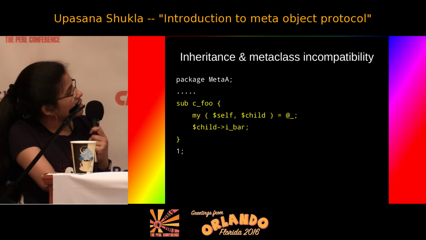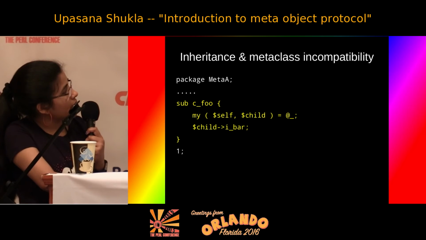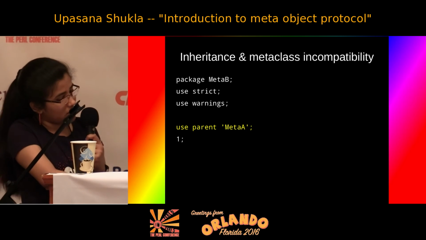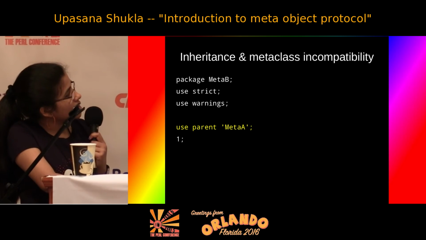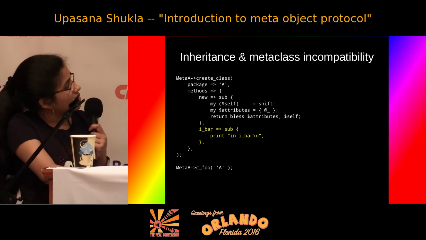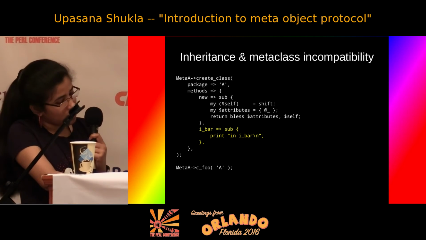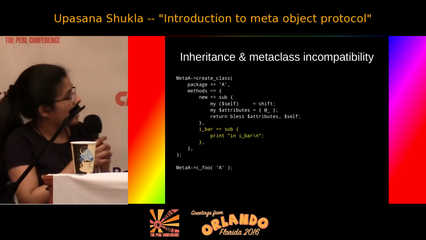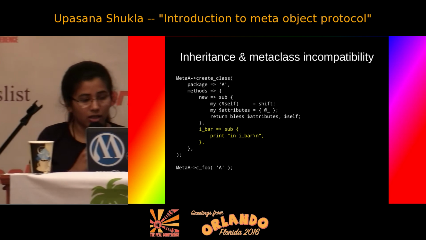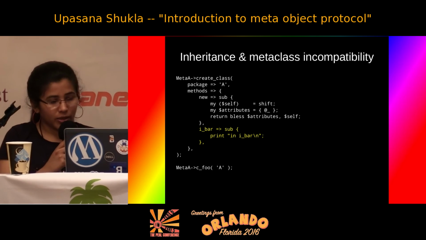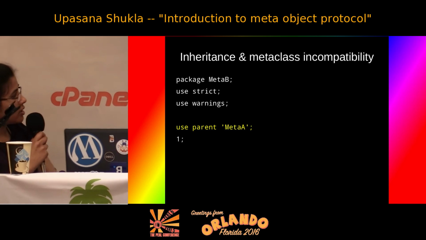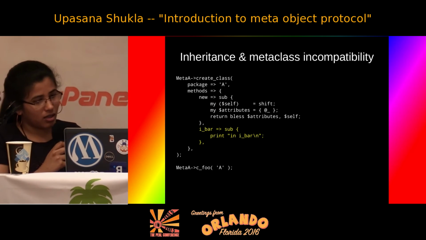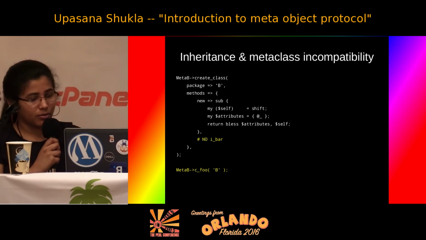So let's see in code. This is my meta A. I have defined my method cfoo, which is calling ibar. Now here's my metaclass meta B, which is inheriting meta A. And here I'm creating my class A, which has a method ibar defined. If I do meta cfoo and I pass A in it, then it works fine, because A has a method called ibar.